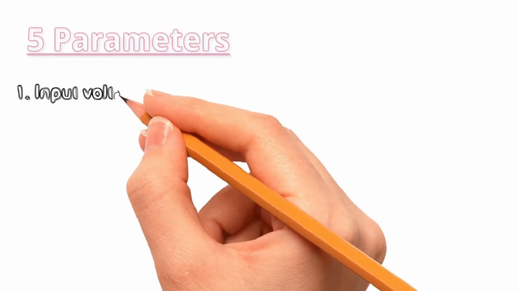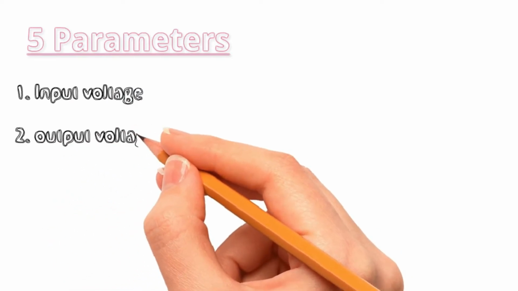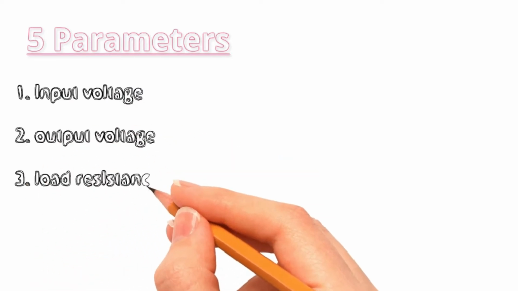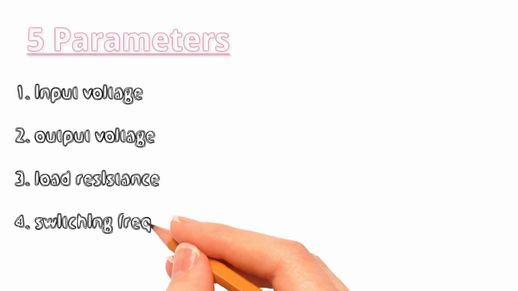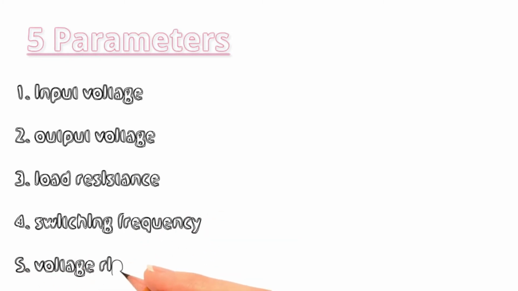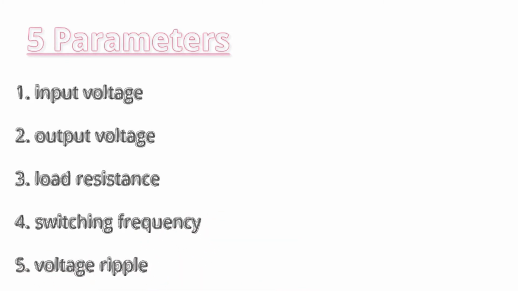To design a buck converter, we require 5 parameters. Number 1, the input voltage or the source voltage. Number 2, the output voltage. Number 3, the load resistance in ohms. Number 4, switching frequency in hertz. And finally, number 5, the voltage ripple, which is the periodic variation in our output voltage.